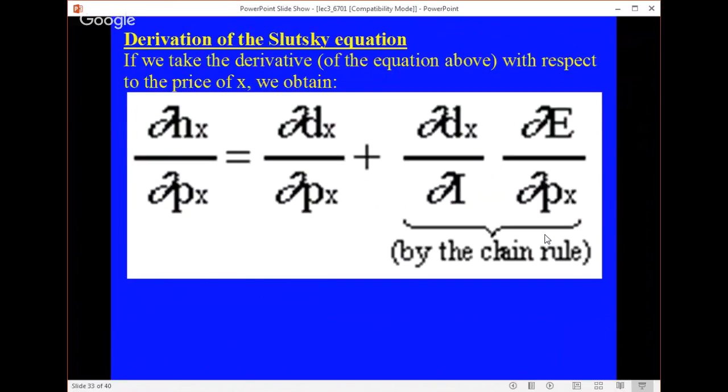So I have the two parts. I have the direct effect, and I have the indirect effect of the chain rule. I have the partial of x with respect to I, and I have the partial of E with respect to px. Now, why am I using I here and expenditure here? Because conceptually, right now, they're different. Mathematically, they're really the same. But this is the minimum amount that I need to achieve that utility level, and this is just the income I have. So that's just conceptually why I'm writing E and I instead of just I and I or E and E.